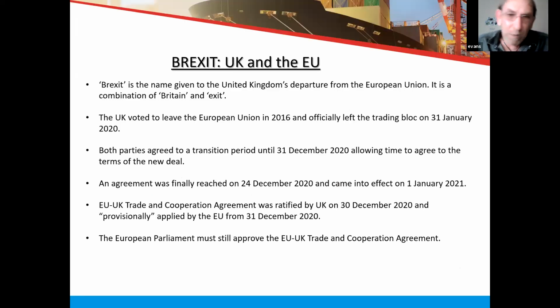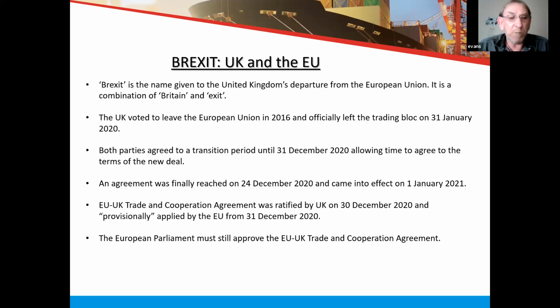But what is Brexit? Why does it relate to us? Brexit was the name given to the United Kingdom's departure from the European Union, and it's a combination, obviously, of Britain and exit. But in simple terms, the UK decided to leave the EU so that it could have more control over its borders and its economy without having to abide by the rules of the EU Commission. They felt that they needed to be more independent.